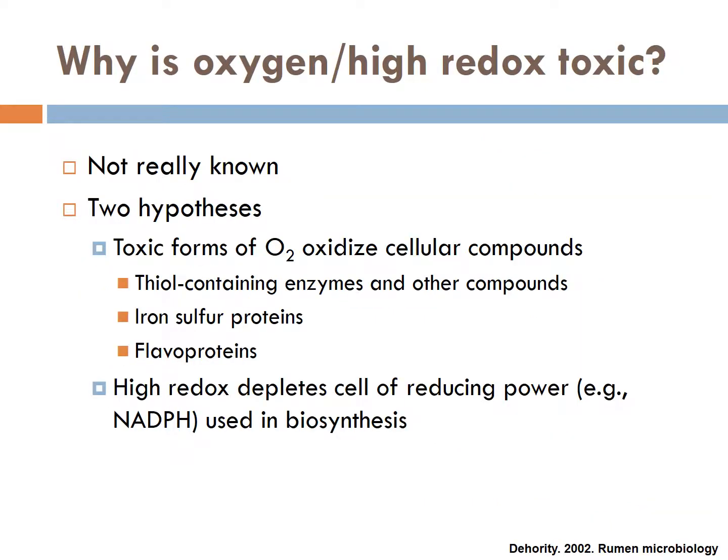Why is oxygen and a high redox toxic to anaerobes? It's not really known, but there are two hypotheses. Toxic forms of oxygen oxidize cellular compounds, like thiol-containing enzymes and other compounds, iron-sulfur proteins, and flavoproteins. These are all reduced cellular compounds that are deactivated when they're oxidized. High redox potential could deplete the cell of reducing power like NADPH that's used during biosynthesis. Rather than being coupled to biosynthesis, NADPH could simply be oxidized to NADP. These are two hypotheses, but there have not been many controlled experiments to test them.